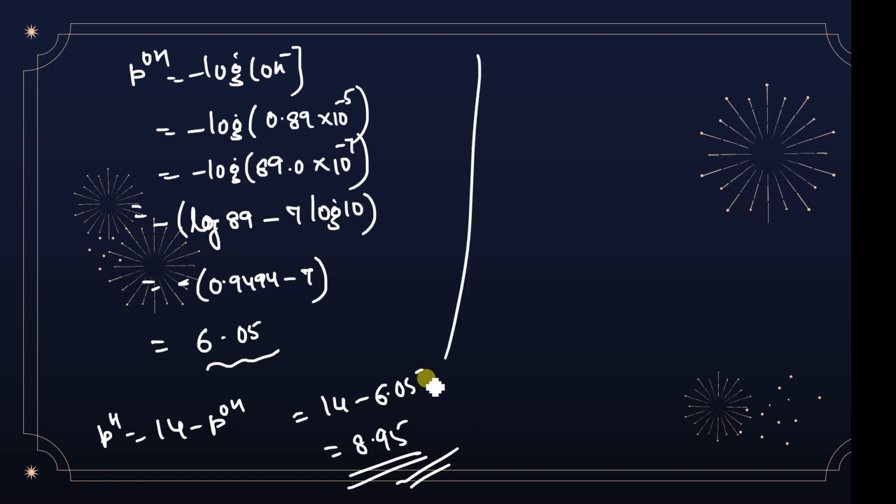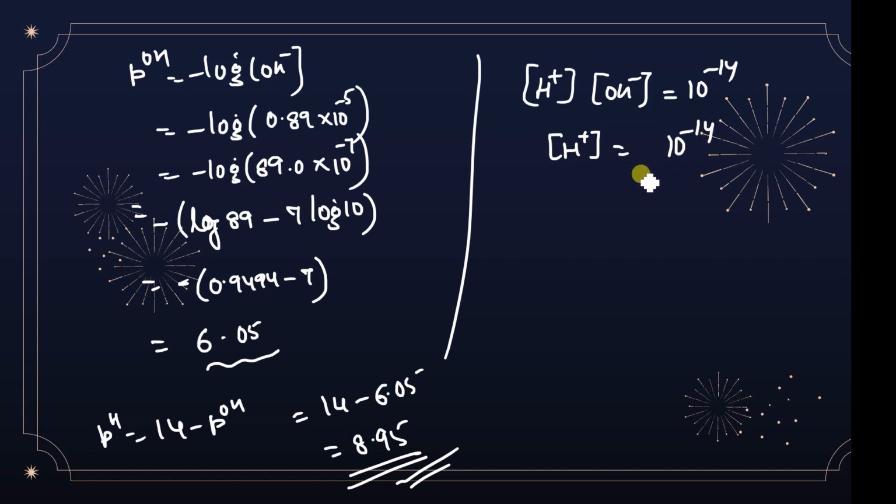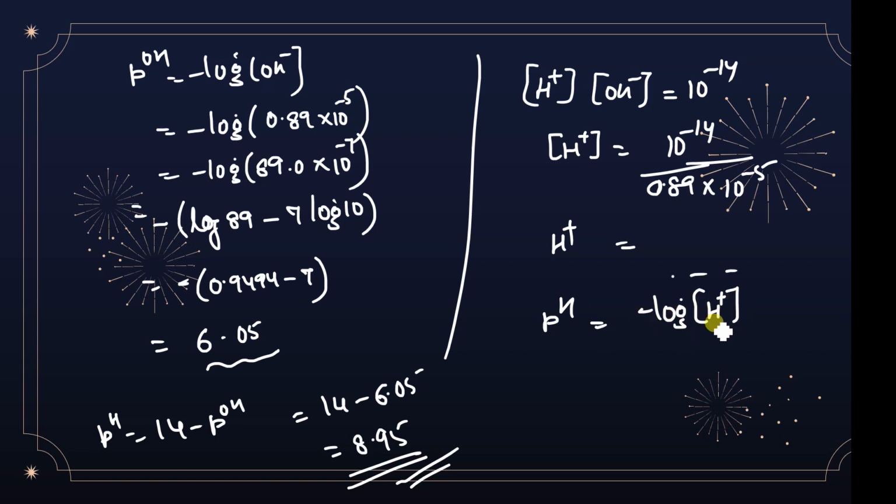And the other way is that H plus concentration times OH minus concentration is equal to 10 to the power minus 14. So you can find the H plus concentration from here. It is 10 to the minus 14 divided by 0.89 into 10 to the power minus 5. Again solve, calculate, and you will get the H plus concentration, and then you could find pH using minus log H plus. Yes, so this is the alternative way. You can use any way, whichever you feel is easy.